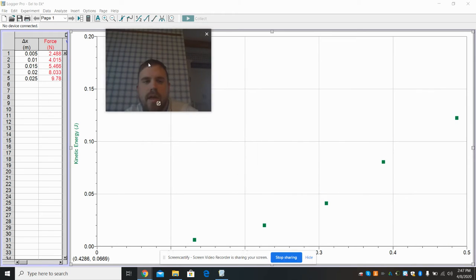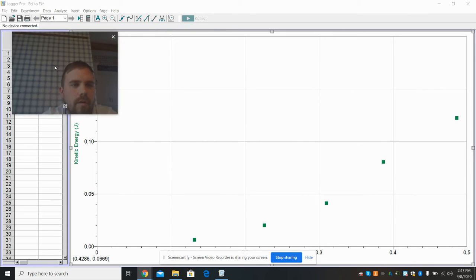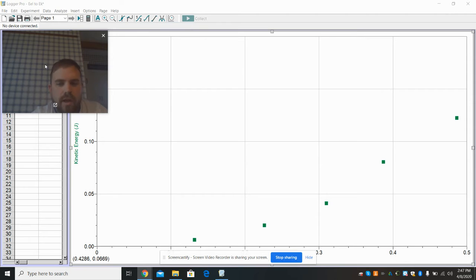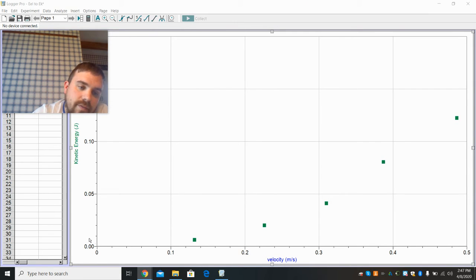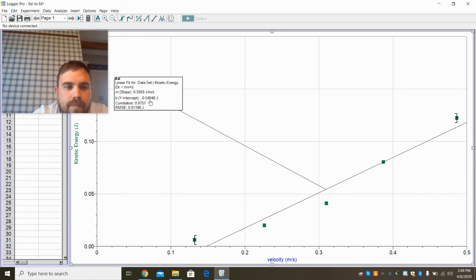Hello. So, as you guys probably know, you generated a graph yesterday, and this is what the graph should have looked like. So, you got kinetic energy on the y, and you got velocity on the x axis. And so, you'll notice that you have a nice little non-line here. In fact, if I were to run a linear fit through this, it's a 0.97. Not terrible, but not good.